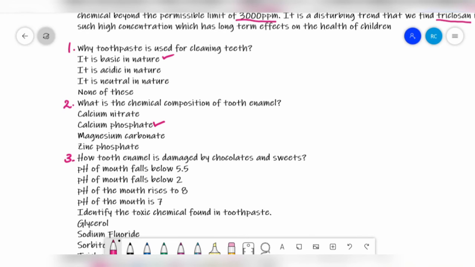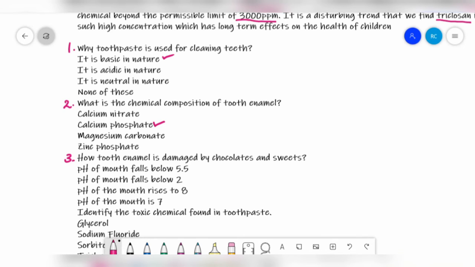So they have given four pH options here. pH of mouth falls below 5.5. pH of mouth falls below 2. pH of the mouth rises to 8. pH of the mouth is 7. Okay. So we'll take from the last one up. pH of the mouth is 7. That is not correct because I told before that we are eating a lot of food. When it undergoes decomposition, our mouth already produces some acidic substances.